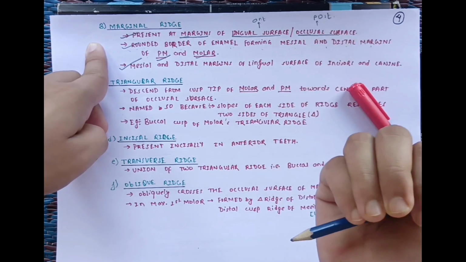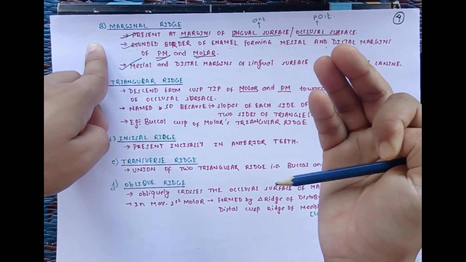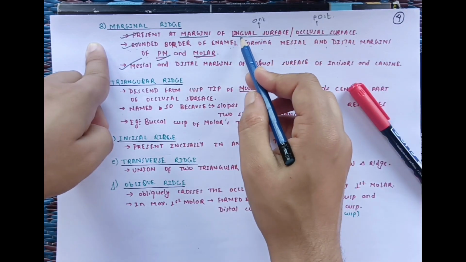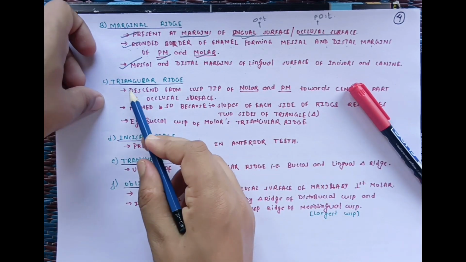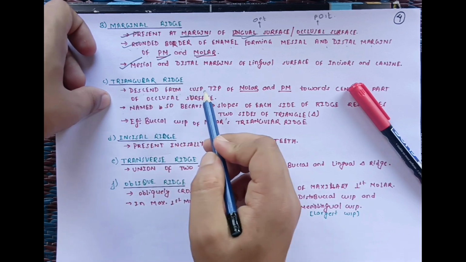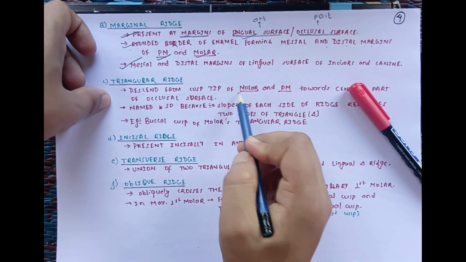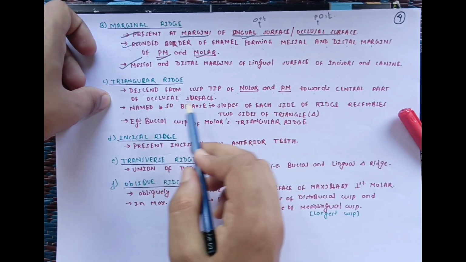In posterior teeth we can see this at the occlusal surface, but in anterior teeth we see those ridges on the lingual surface. Similarly, moving to another ridge, we have the triangular ridge. It is a ridge that descends from the cusp tip of the molars and the premolars towards the central part of the occlusal surface.